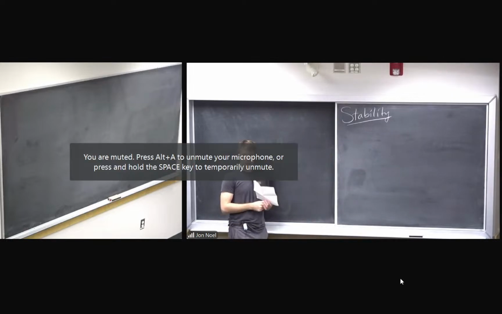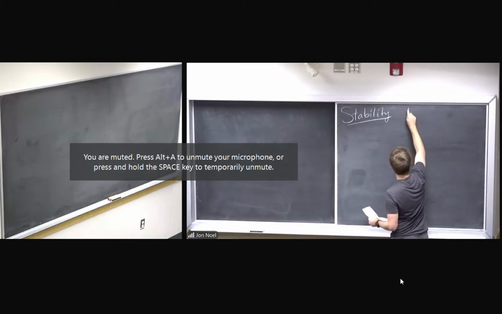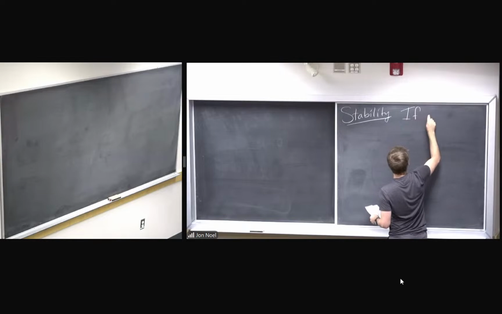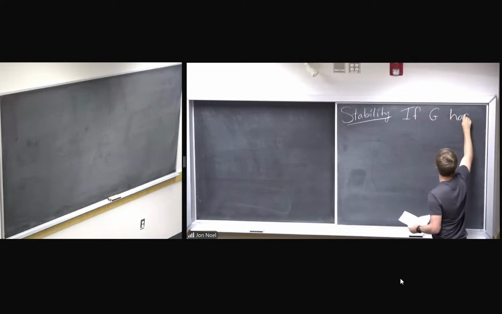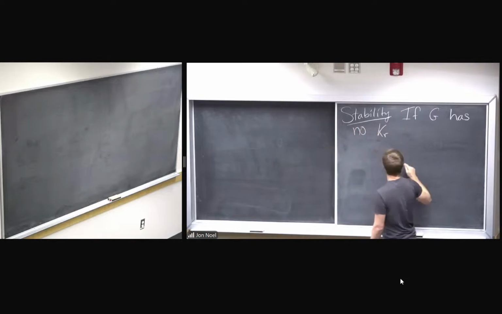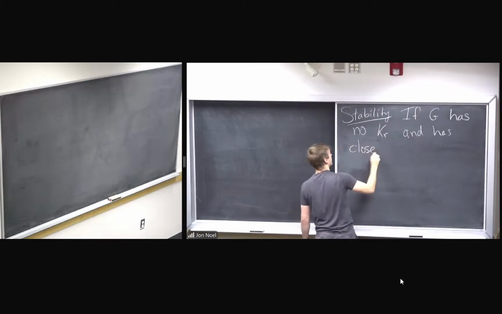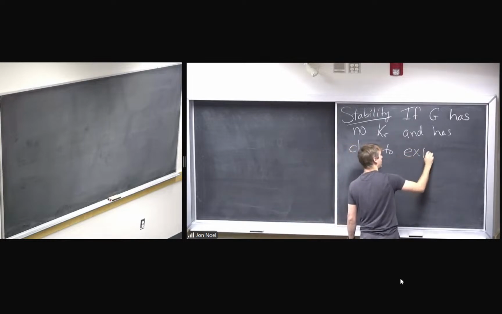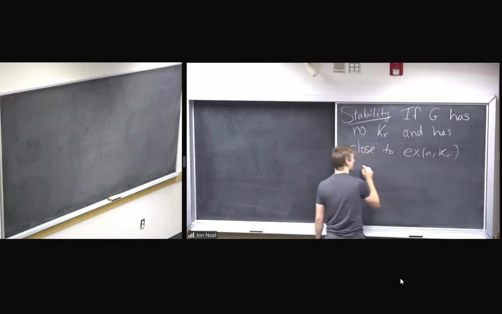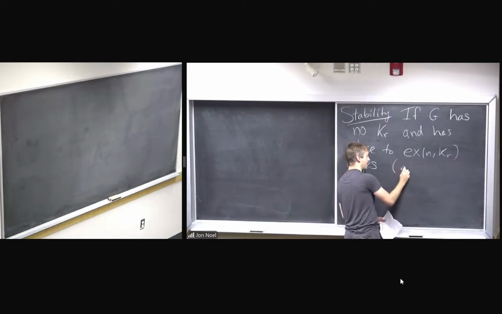Today we're going to prove something called the stability theorem. The basic idea is, so I'll write a specific statement in a second, but imagine G has no K_r and has close to ex(n, K_r) edges, where n is the number of vertices in the graph.